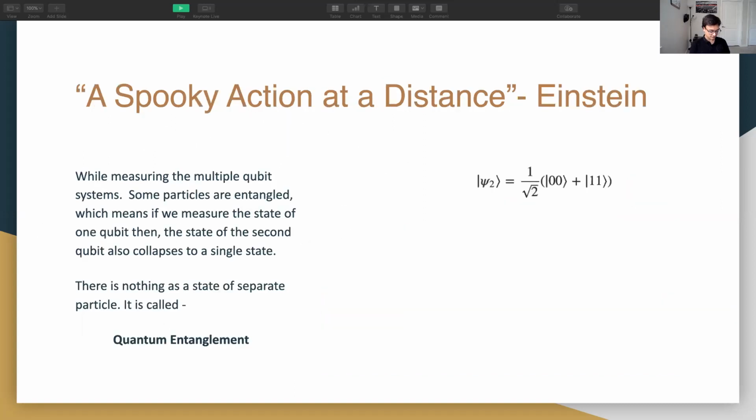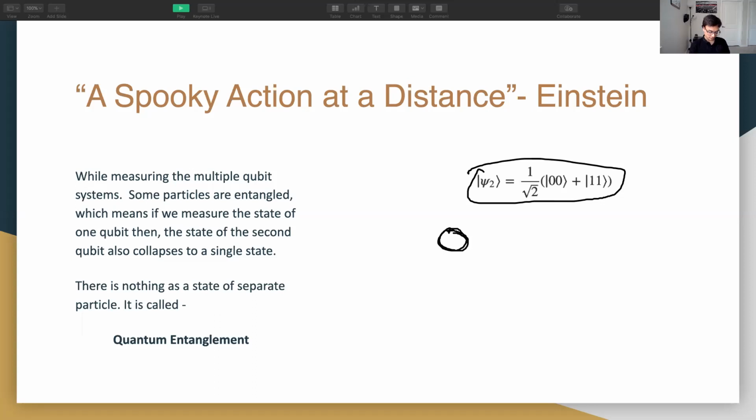After that, the second is quantum entanglement, or as Einstein said, a spooky action at a distance. In this principle, we say that while measuring multiple qubit systems, some particles are entangled, which means that if we measure the state of one qubit, then the state of the second qubit also collapses to a single state. What I'm trying to say is, let's say I have a wave function of a two-qubit system with two possibilities, either 0, 0 or 1, 1, and both possibilities are equally likely. And my qubit is an electron spin qubit.